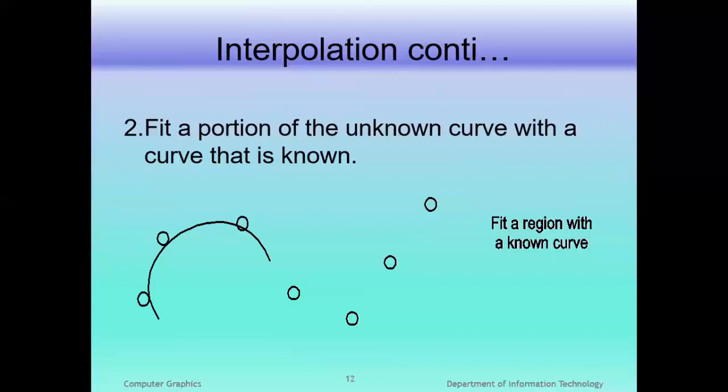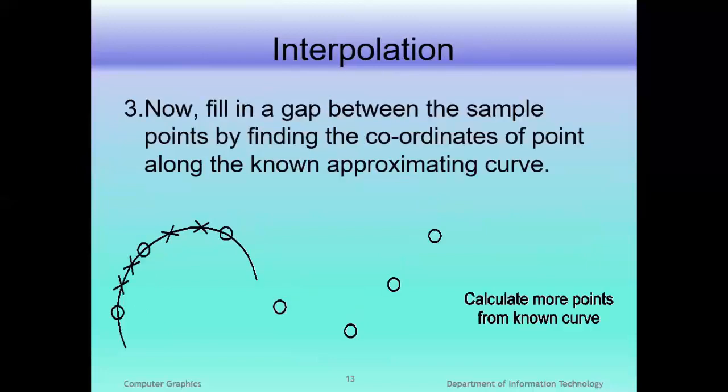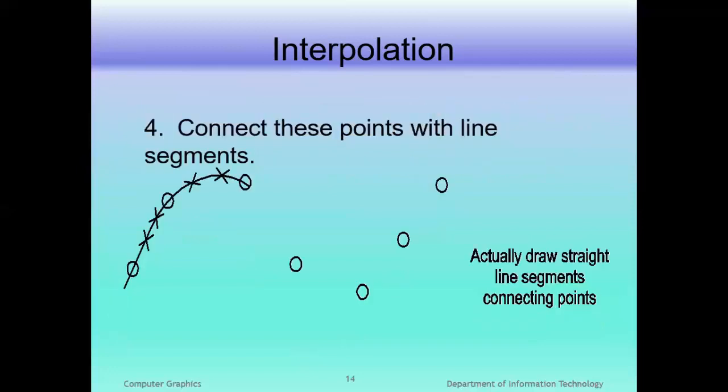Second step, fit a portion of the unknown curve with a curve that is known, which is shown in this figure. Third step, now fill in a gap between the sample points by finding the coordinates of points along the known approximation curves. That is, calculating more points from known curves. Fourth step, connect these points with line segments. Actually, draw straight line segments connecting these points.